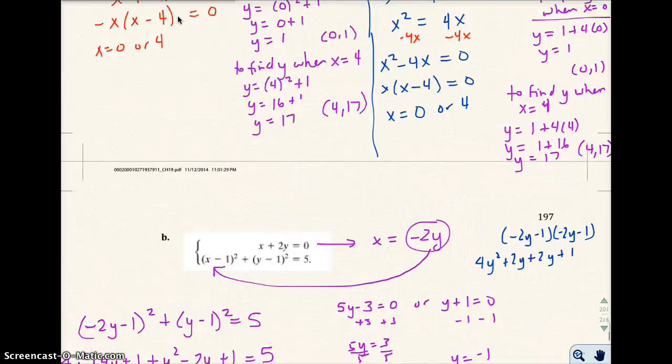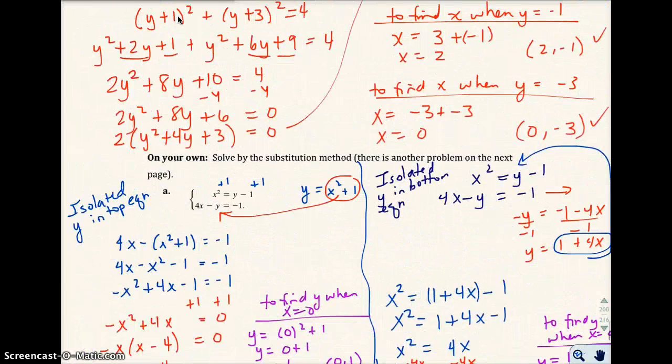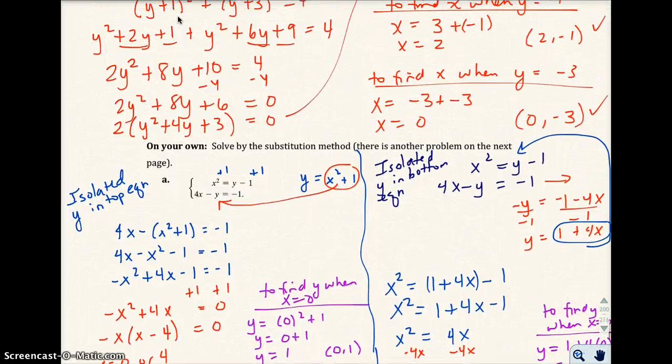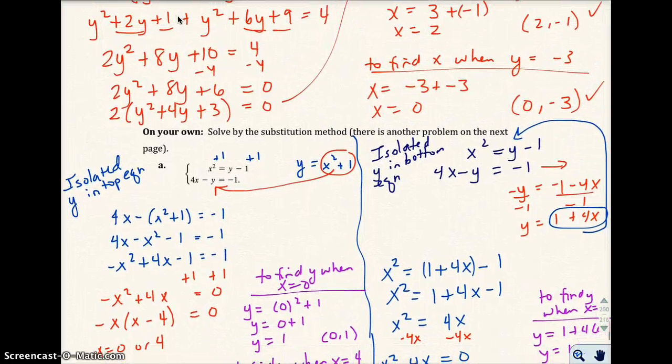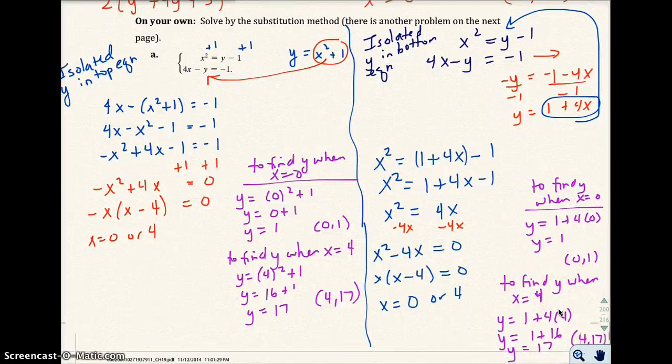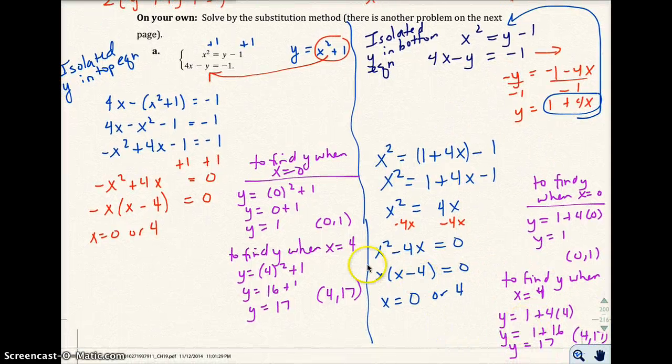Okay, so the on your own problem, the first one, I did two ways because I'm not sure how you would have solved it. So I did one where I isolated y in the top equation, and that's the work over here. And I did another way where I isolated y in the bottom equation. So either of those y's would be easily isolatable. I get the same answer in both of them. I get (0, 1) and (4, 17) as my solution.